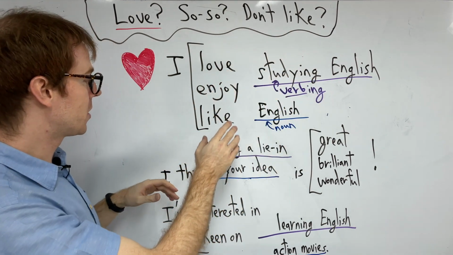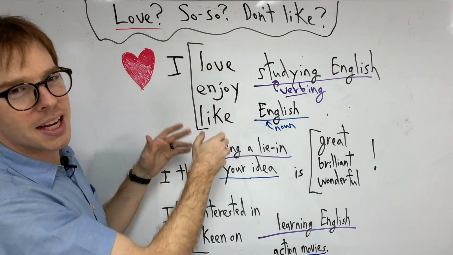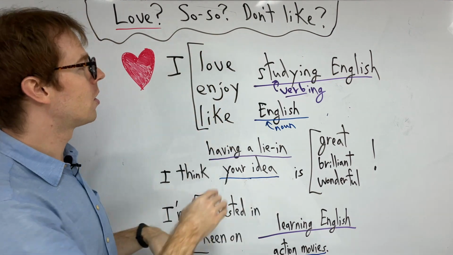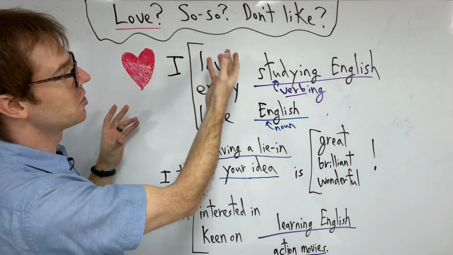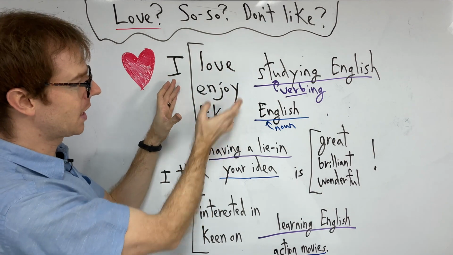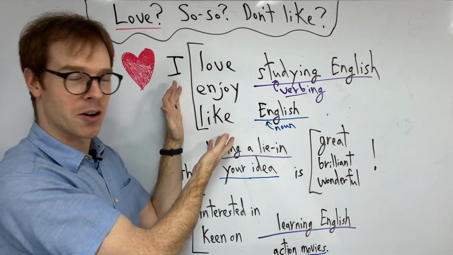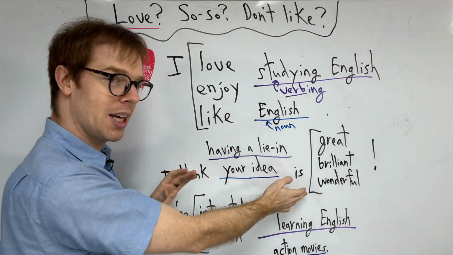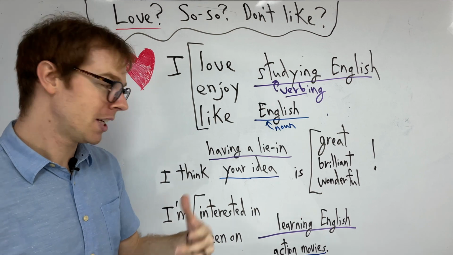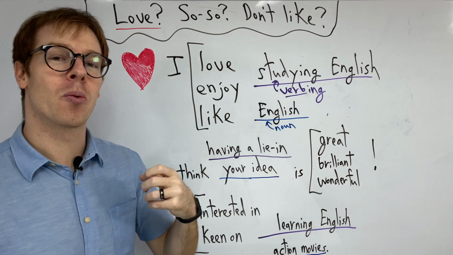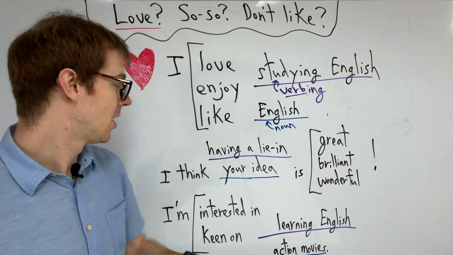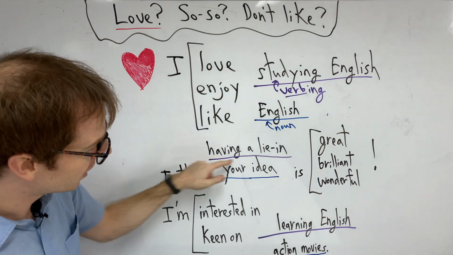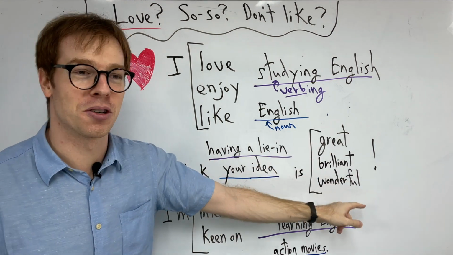Okay, then if I go down, again, all of these, love, enjoy, like, all of these are fine for showing what we enjoy, what we love, right? These ones I like to group together. Then we go down, it says, I think, is. We can also use this feeling or this phrase so that we can share our opinion. We can say, I think having a lie-in is wonderful.